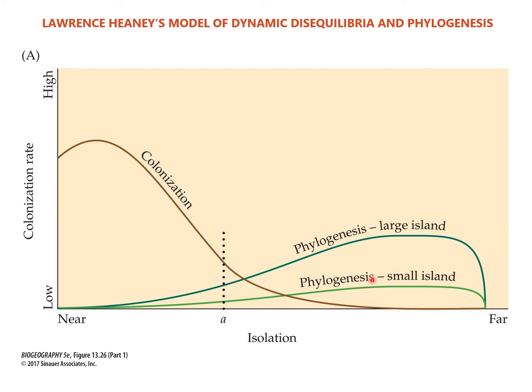If you want to, you can pause the video and think about why isolation might contribute to more phylogenesis, or in other words, more species evolving, and new species evolving. Why would isolation play a role in that? If you want to, go ahead and pause it, and I'll give you a second, and then we can talk about why that is.